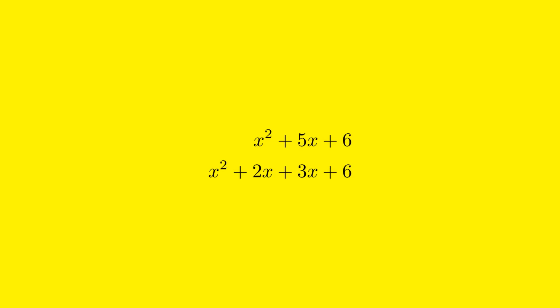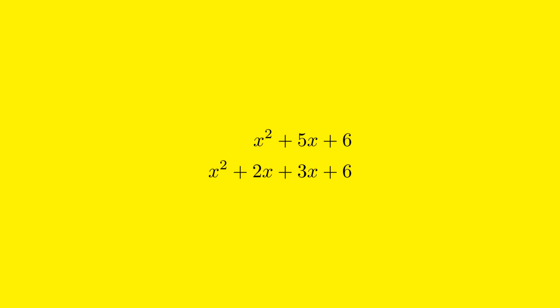Step 1. Begin by expressing the quadratic equation in its standard form as x squared plus 5x plus 6. To factorize this expression, we need to find two numbers that multiply to give the constant term 6 and add to give the middle coefficient 5. In this case, we aim to decompose the middle term, 5x, into two terms whose coefficients multiply to 6.